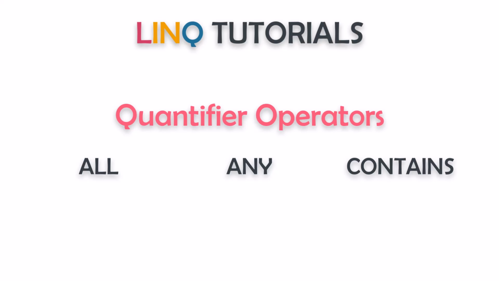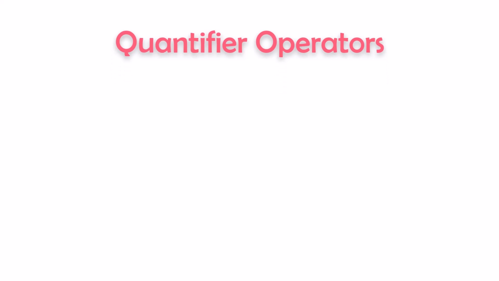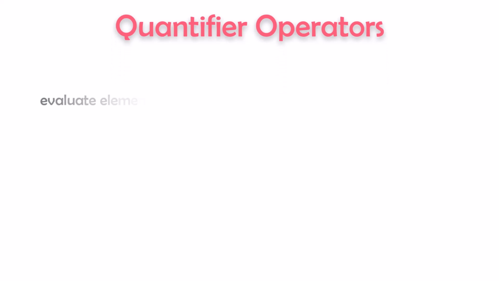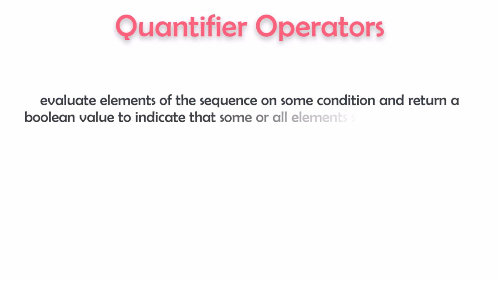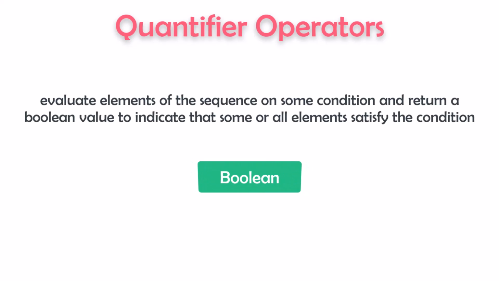Before I start explaining the all operator, let me first show you what a quantifier operator means. The quantifier operators evaluate elements of the sequence on some condition, and return a Boolean value to indicate that some or all elements satisfy the condition. It means that the result of the operators is always of type Boolean, which means that we don't get data as output, but only true or false, depending on the condition we set. So let's now go ahead and see what the all operator means and how to use it.